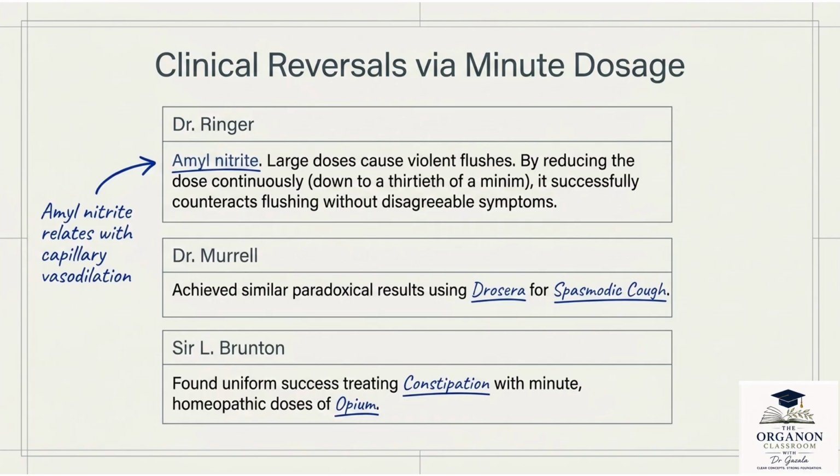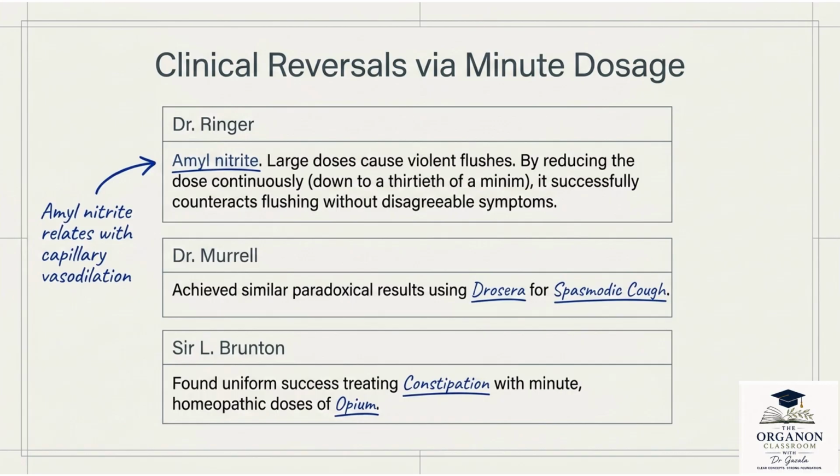Okay, so the very first we will take is Dr. Ringer's, which was of amyl nitrite. So amyl nitrite is well known as a powerful vasodilator. Okay, in large doses it dilates blood vessels rapidly, producing intense flushing of the face, warmth, throbbing headache, and palpitations. However, Dr. Ringer observed something remarkable.